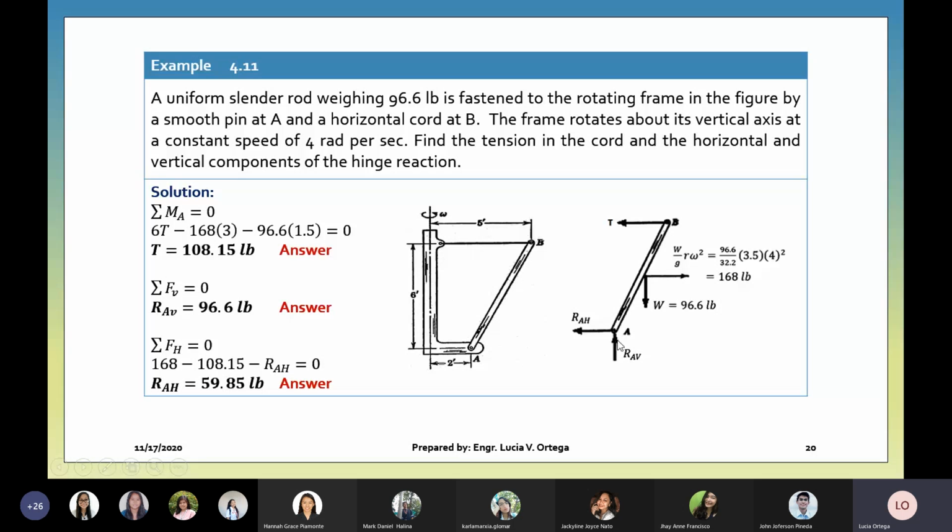Okay, so this would be the vertical and horizontal reaction on the hinge. So we take first summation of moment at A, 6 times the tension. This is the distance. Okay, minus 168 times, so this is acting at the center of gravity, so 1/2 of the vertical distance.